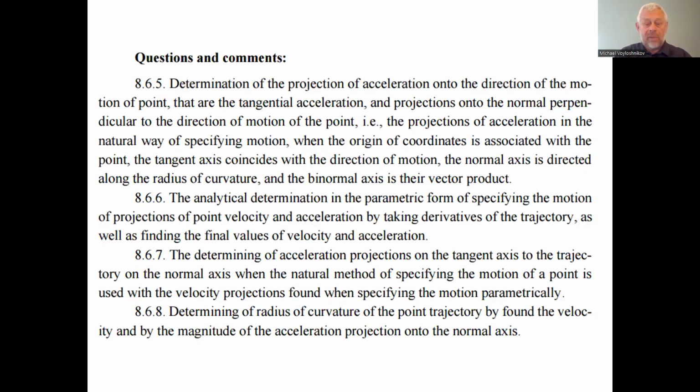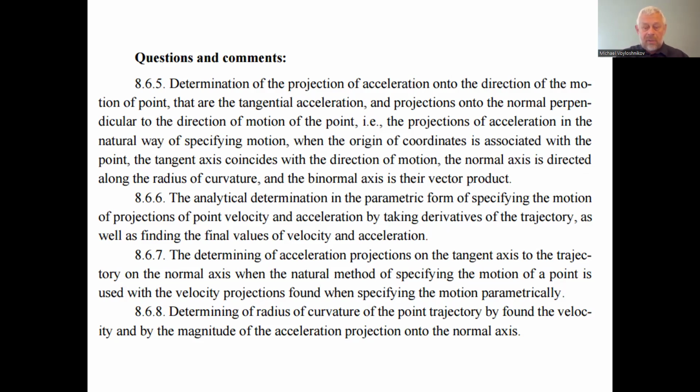H65, determination of the projection of acceleration onto the direction of the motion of the point, the tangential acceleration, and projections onto the normal, perpendicular to the direction of the motion of the point. The projection of acceleration is a natural way of specifying motion when the origin of coordinates is associated with the point. The tangent axis coincides with the direction of the motion. The normal axis is directed along the radius of the curvature, and the binormal axis is the vector product.